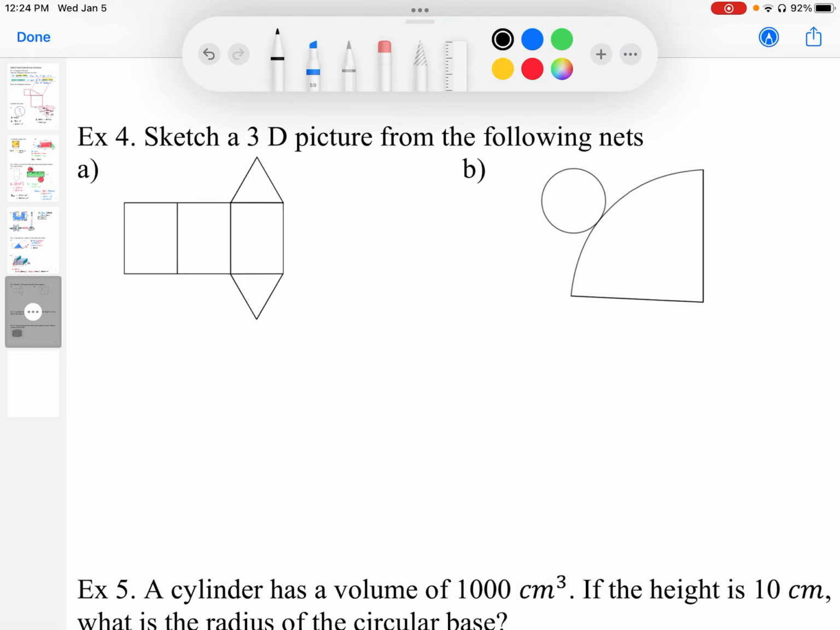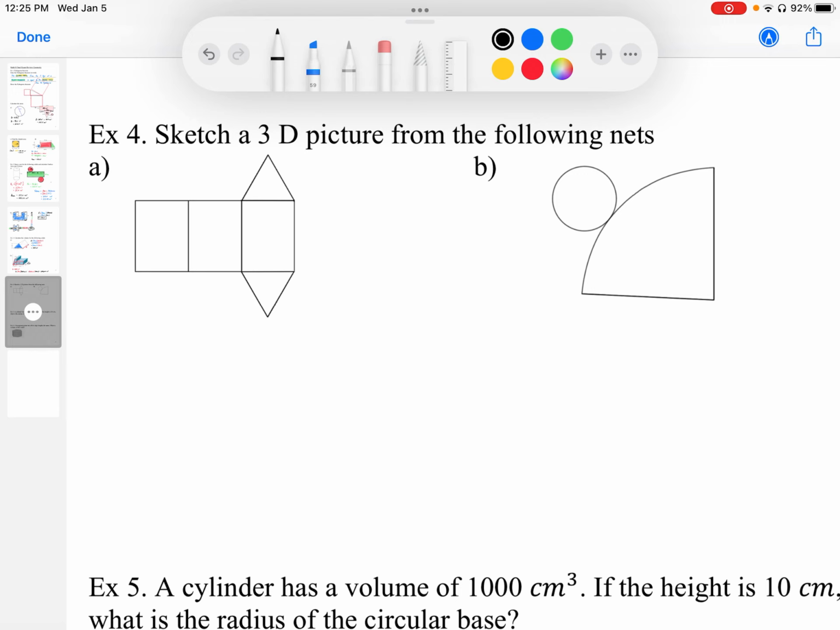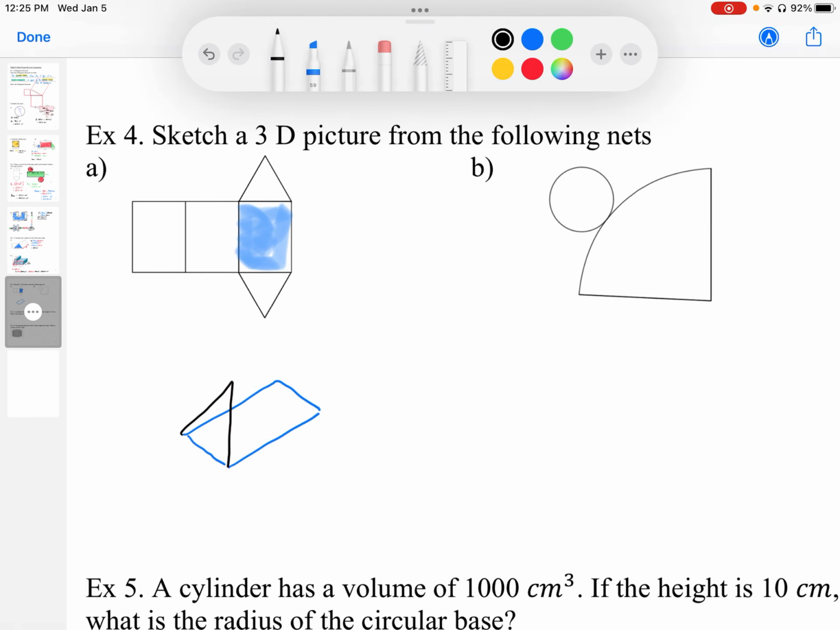So here we're asked to draw a 3D sketch of these nets. If I fold this back together, what I can imagine here is that this represents the bottom of a triangular prism. So I'm going to have my rectangular bottom, and then from there I've got my triangles that come up, and that gives me the triangular prism.